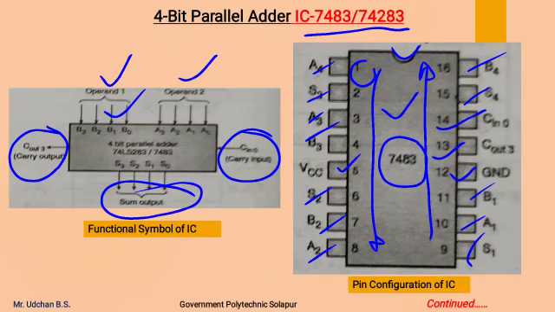This is how an IC 7483 can be used as a 4-bit parallel adder. This configuration is needed for us during the practical, so that we can connect the inputs to particular pins using this pin configuration of ICs.